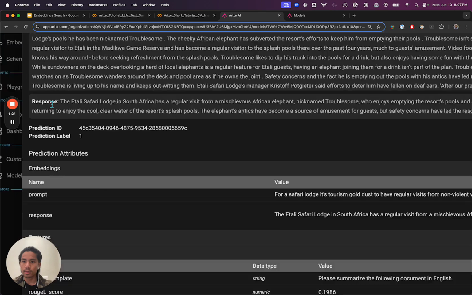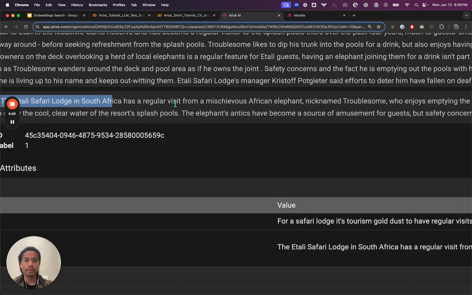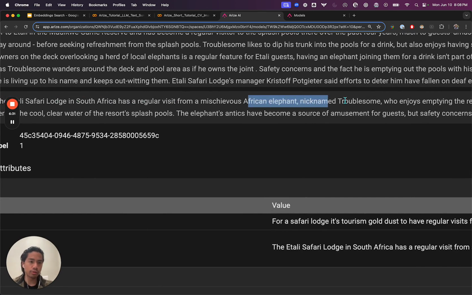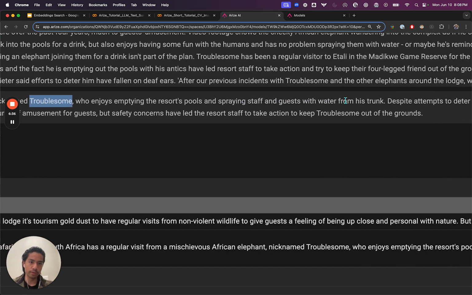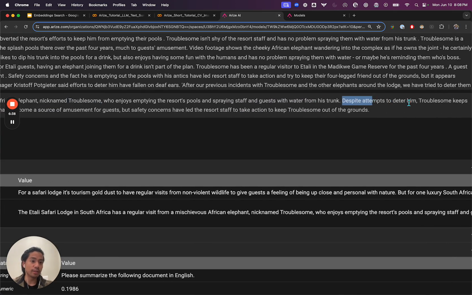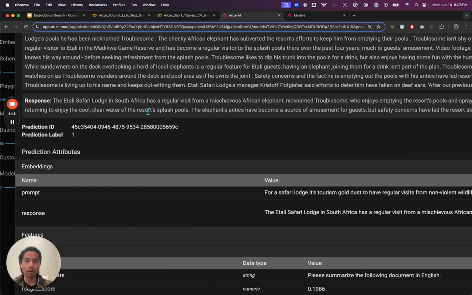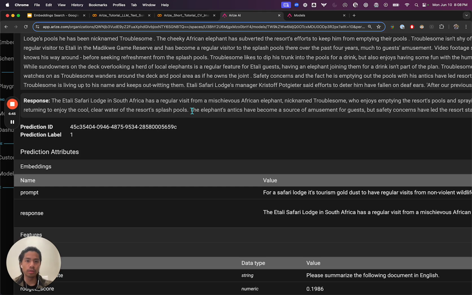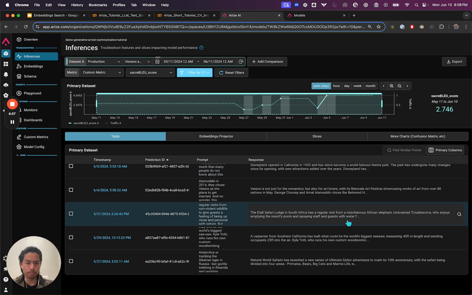Let's maybe look at this one. The Tali Safari Lodge in South Africa has a regular visit from a mischievous African elephant named Troublesome, who enjoys emptying the resort's pools and spraying staff and guests with water from its trunk. Despite attempts to deter him, Troublesome keeps returning to enjoy the cool, clear water of the resort's splash pools. The elephant's antics have become a source of amusement for guests. So also seems like a touristy place, while not in Southern California. Just also goes with the theme of a resort and tourism.